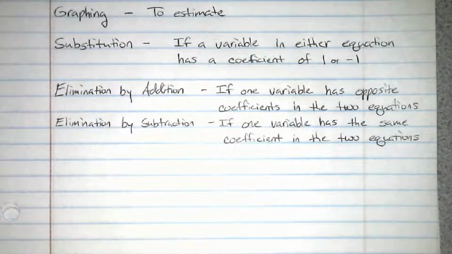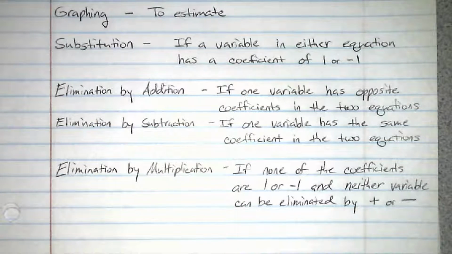It cancels. Subtraction is what you use when one variable has the same coefficient in both equations. For example, if I had 3x in one and 3x in the other, I would subtract because 3 minus 3 equals 0.